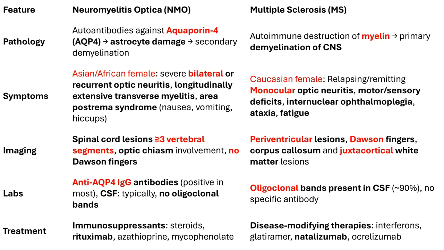Now, like I said, NMO is classically compared to multiple sclerosis, and this is because they have some similarities. Now, there's a whole lecture dedicated to multiple sclerosis, which I highly implore you to watch and then compare to NMO, but there are some things that I will emphasize. Typically, NMO affects Asian or African females, where MS affects Caucasian females. Typically, NMO has bilateral optic neuritis, where MS will have monocular optic neuritis.